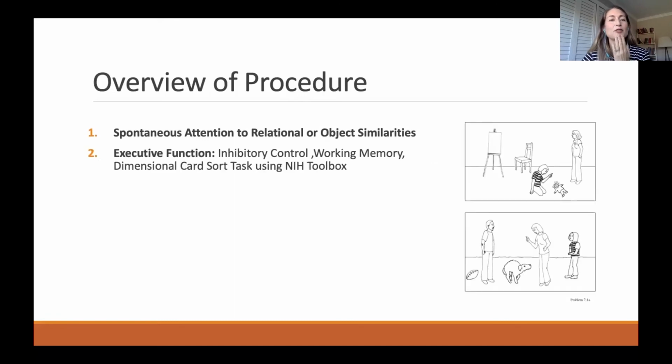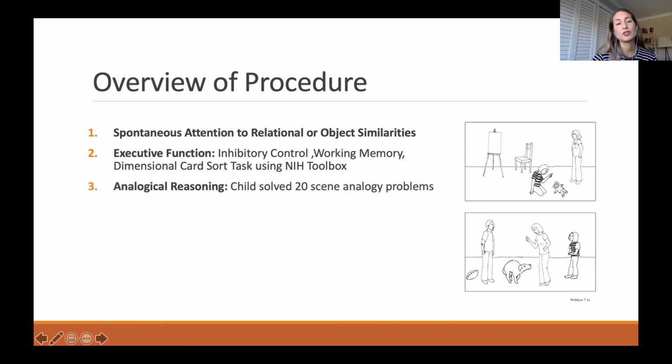Okay, here we are. So we looked at measures of the executive function. We used 3 tasks: inhibitory control, working memory, and dimensional card sort task. These are using the National Institute of Health toolbox. That's in the US. The National Institute of Health developed a set of online materials that was designed to be shared.